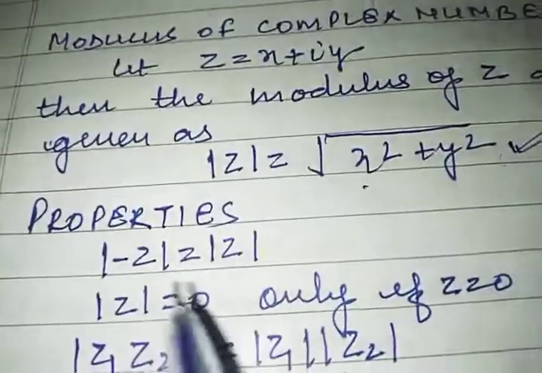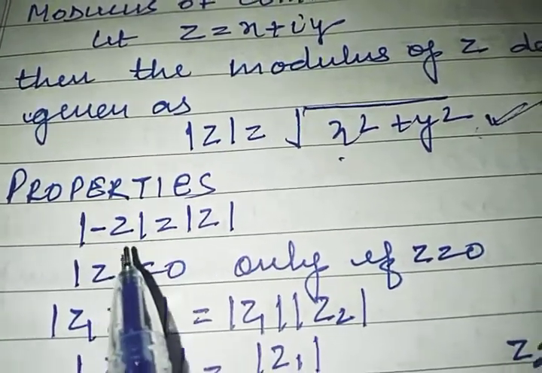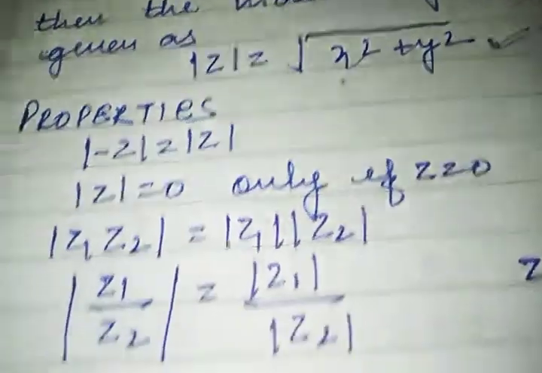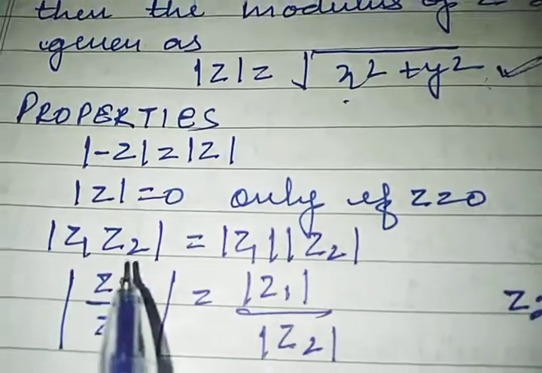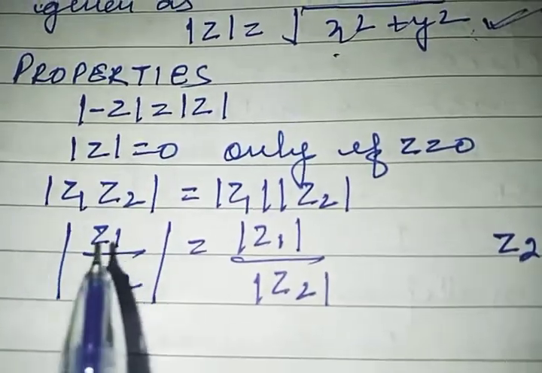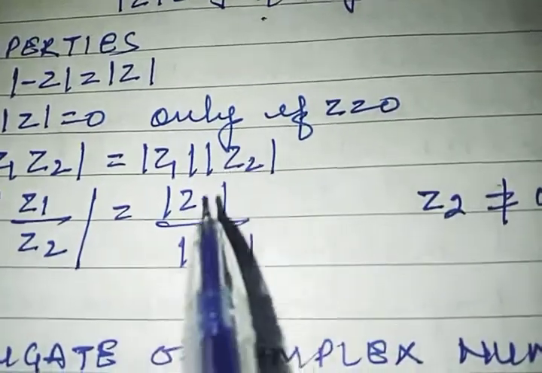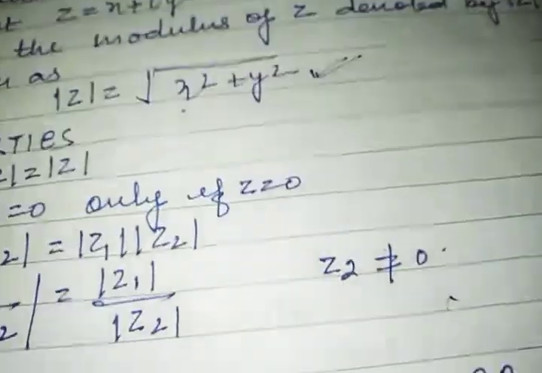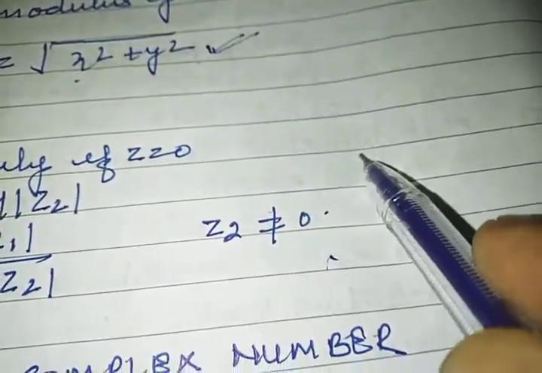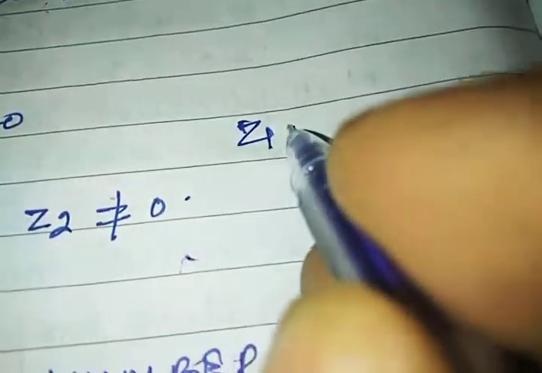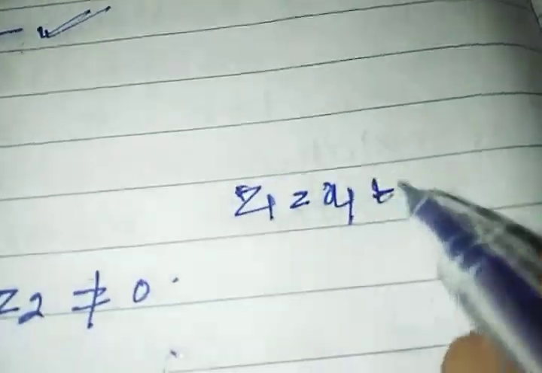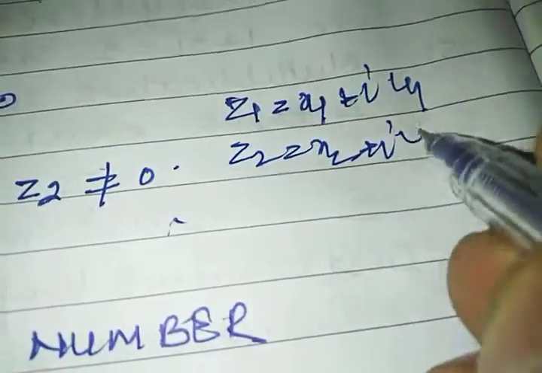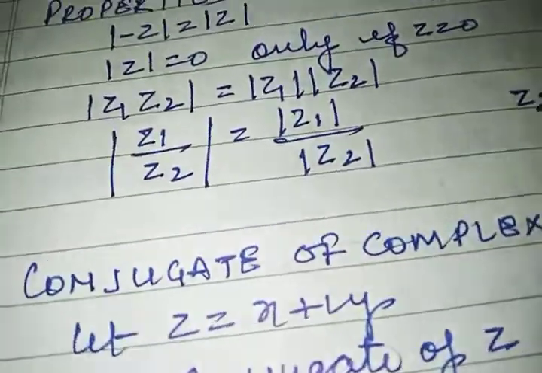Okay, properties: mod of minus z is equal to mod of z, mod z is equal to 0 if and only if z is equal to 0, modulus of z1 z2 is equal to modulus z1 into modulus z2, and modulus z1 upon z2 is equal to modulus z1 upon modulus z2. Proof I have left for you only. Okay, for proving these, take z1 is equal to x1 + iy1 and z2 is equal to x2 + iy2, and you can verify these.